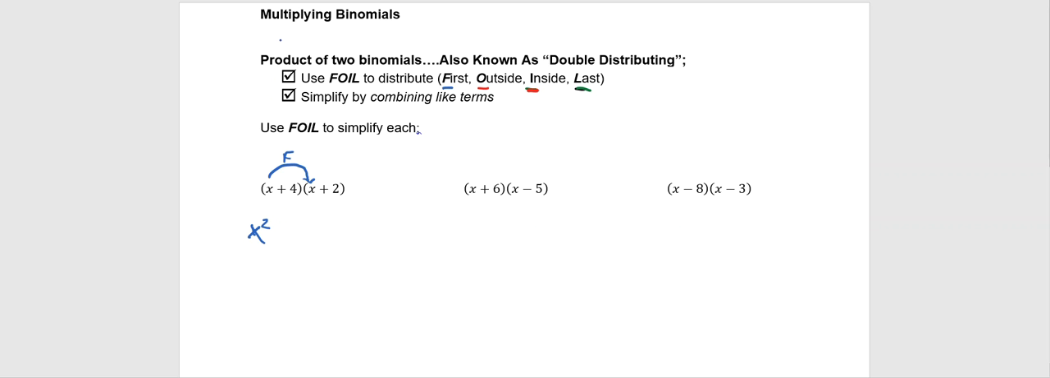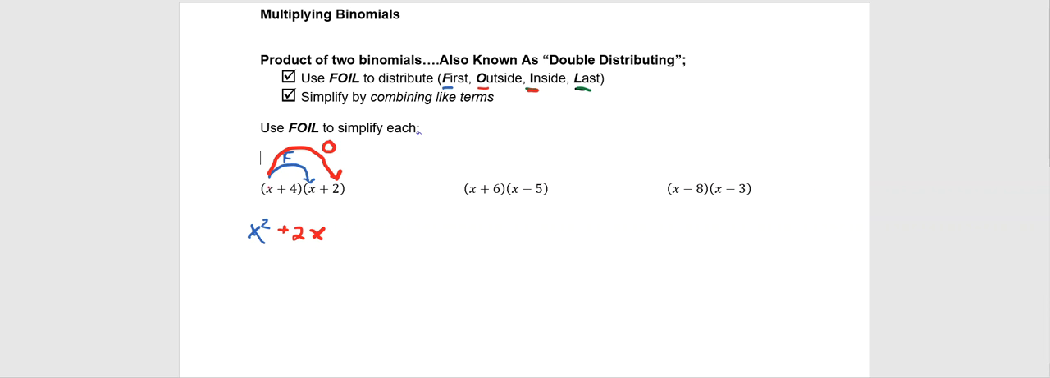I'm going to continue with that x, and I'm going to jump it also to the 2. That's my O, that's my outside. So x times 2, I know, is plus 2x. Now I've taken that x and I've done everything I can with it. If that x were alone outside of the x plus 2, I could distribute it to the x to give me x squared. I could distribute it to the 2 to give me 2x. So I've done all of my distributing there.